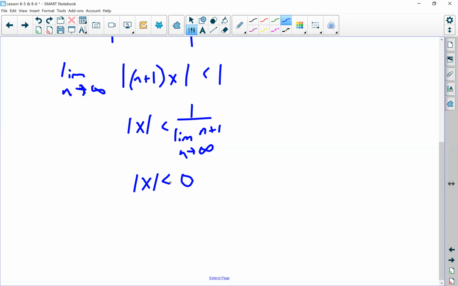The only time this is convergent is when x is 0. And that's a pretty boring series. Because what is that series? 0 plus 0 plus 0 plus 0 plus 0, boring. But that's the convergence.